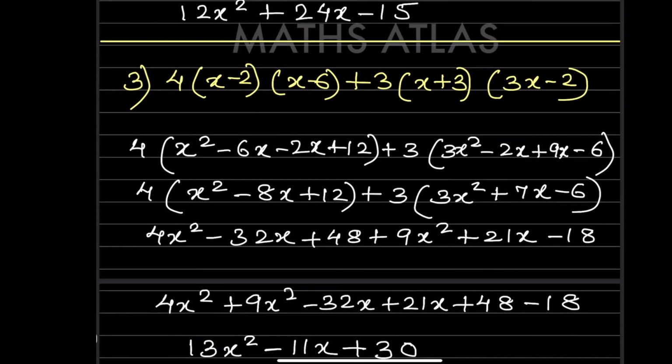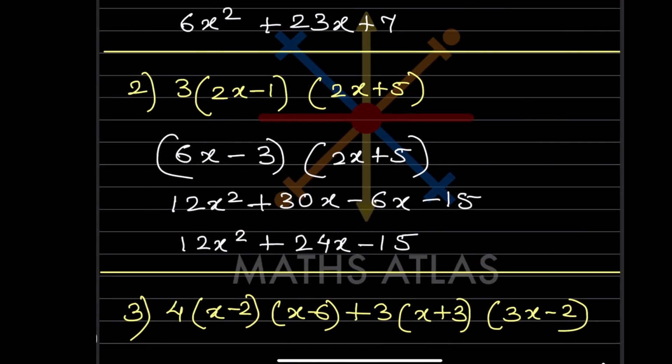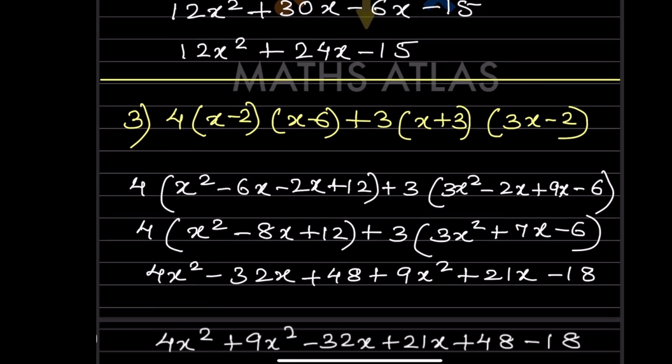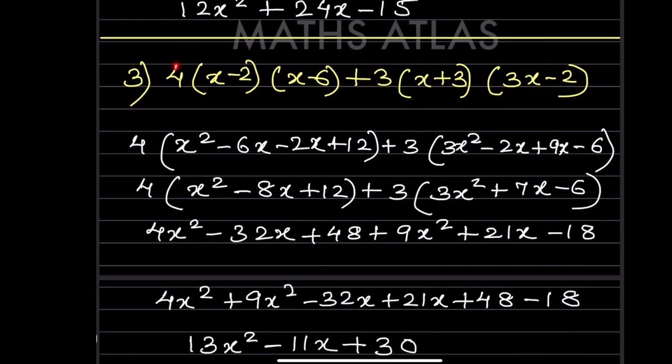So now look at this. Again, what will you do here? As I said, either you can take this or you can keep 3 at the side and first expand this one. So here I have shown you the other way. I kept 4 at the side and I expanded this one first. So this is going to be x squared minus 6x minus 2x, minus times minus is plus, so plus 12. So this is for the first part.